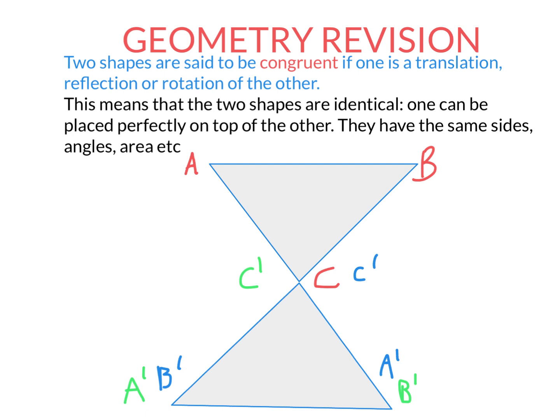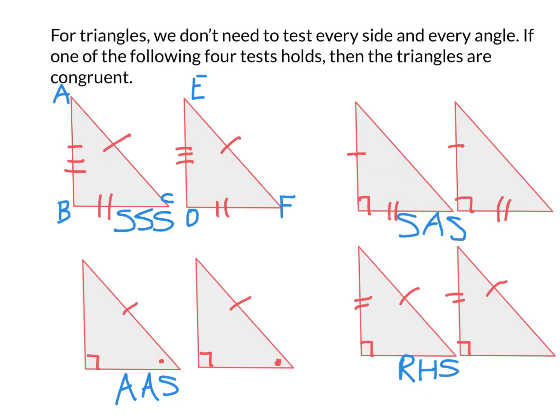All right, let's now look more at congruent triangles. I said that two shapes are congruent if they have the exact same sides and angles. But fortunately, when we're looking at triangles, in order to determine that they are congruent, we don't need to check every pair of sides and every pair of angles. Instead, we see if one of these four tests holds.